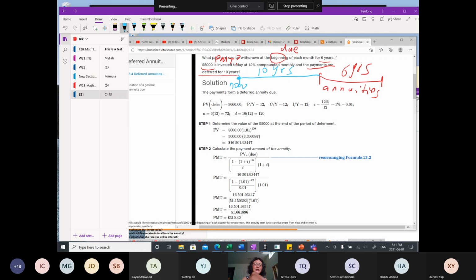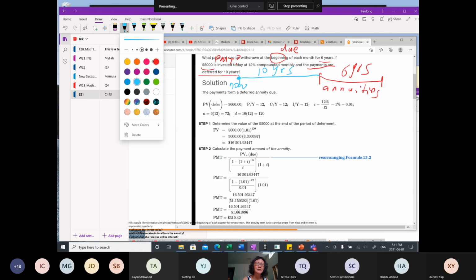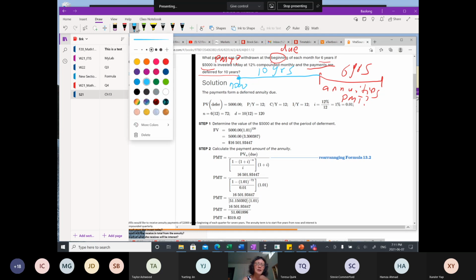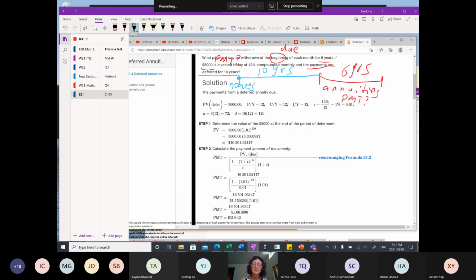And the question asks you, what is the payment for annuity? What is the PMT here for annuity? And how much money you have now? You have 5,000 now. This question is similar to the example we did before, except this is begin, annuity due.